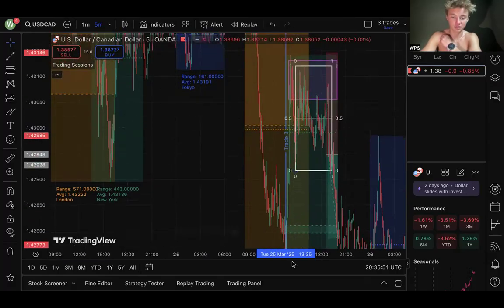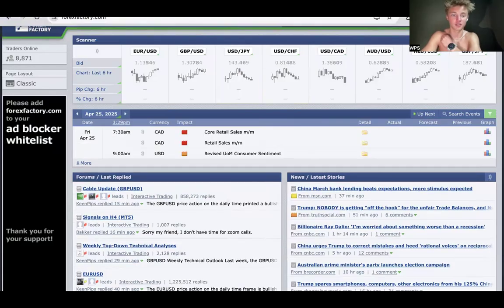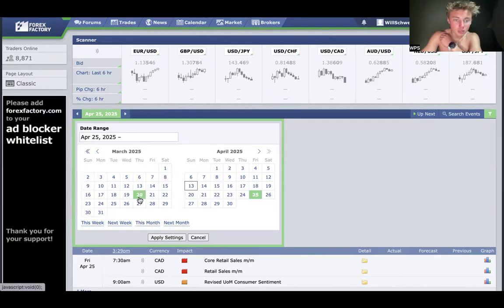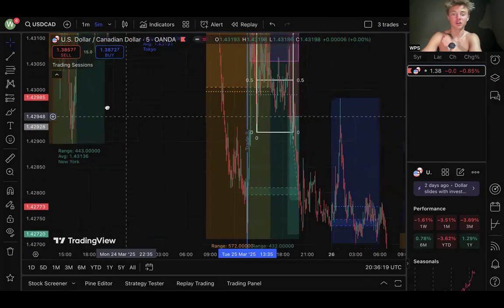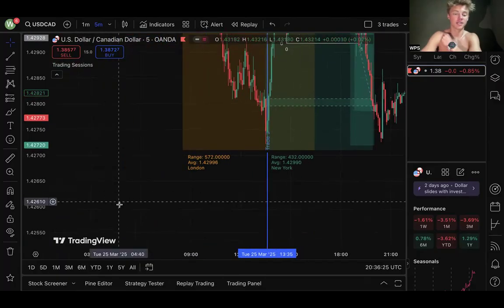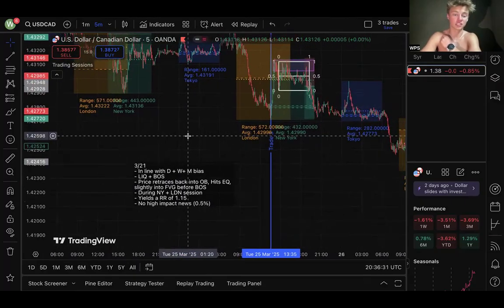And the other thing is that on the 25th there was no high impact news. There was only just regular news. So I still would have probably taken a trade off of this, but I wouldn't have taken a 1% trade on my account. It would only have been 0.5%. I want to stay very conservative with this so far.